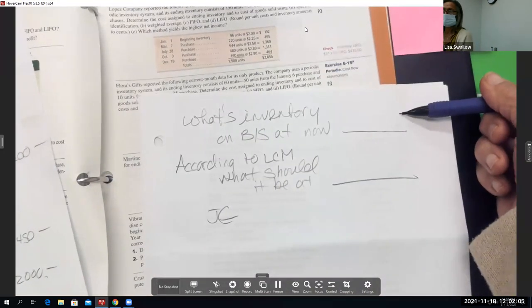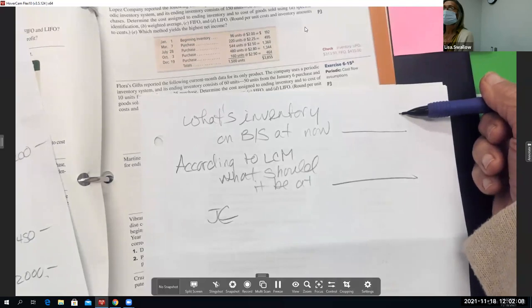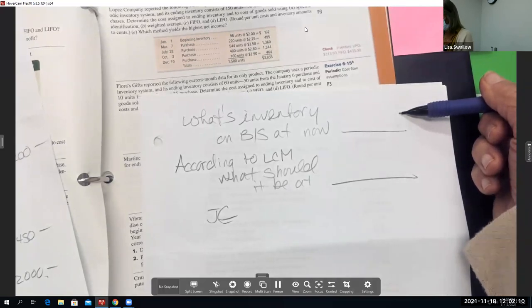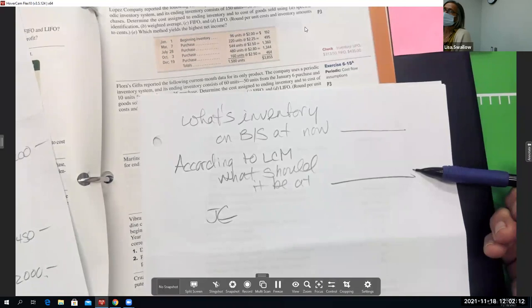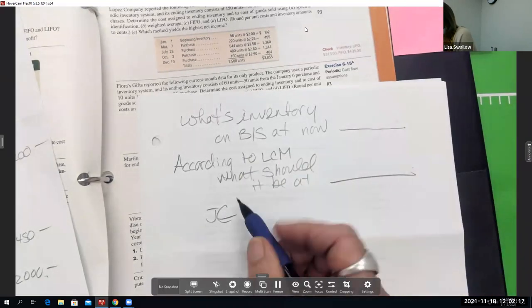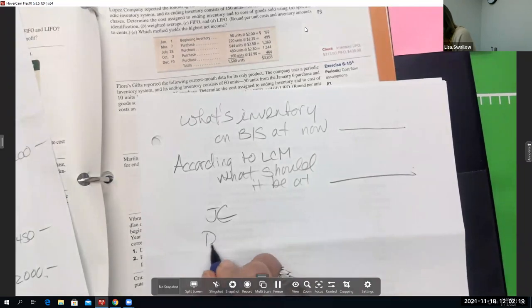So what's your inventory on your balance sheet at right now? Don't say this out loud. I want you to each think through it on your own. According to lower of cost or market, what should it be on your balance sheet at? And then make the journal entry to get it there.